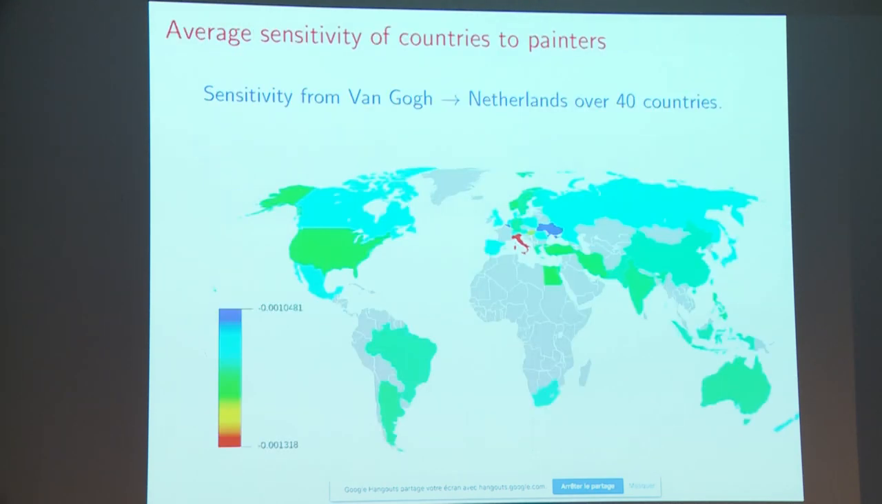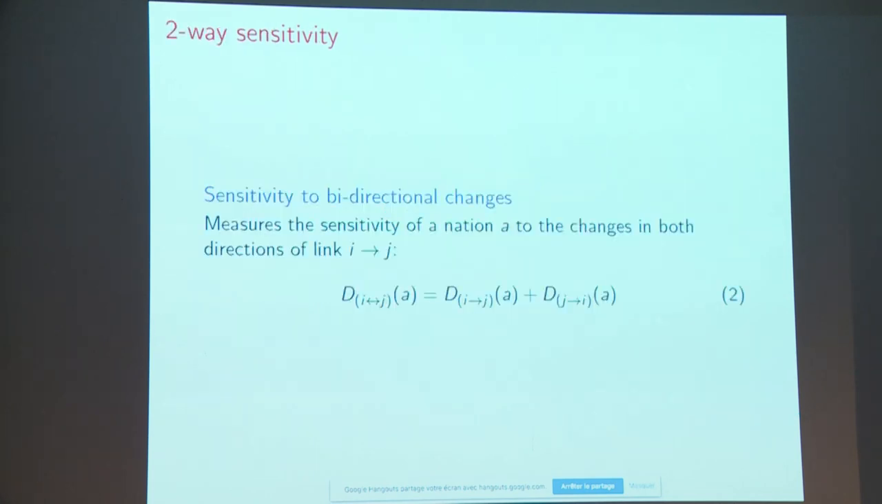So here we have looked at unidirectional sensitivity. And it is possible, of course, to look at what happens when the link is changed from I to J and is modified as well from J to I. So we have simply calculated bidirectional sensitivity, which we call the two-way sensitivity, to measure the sensibility of a nation I to the changes in both directions on the link I to J and link J to I.